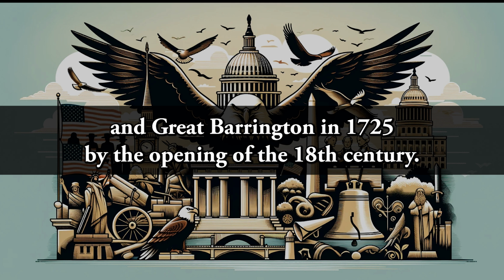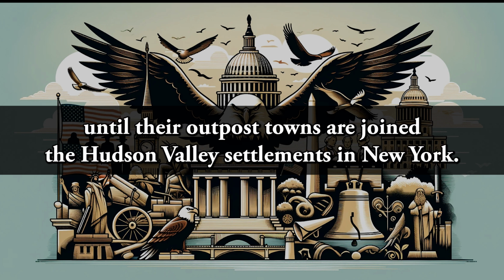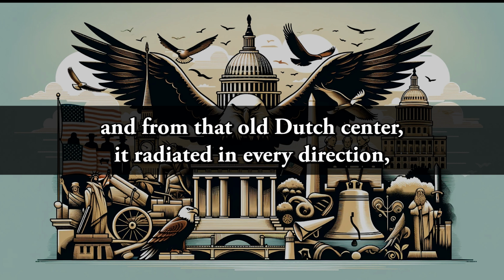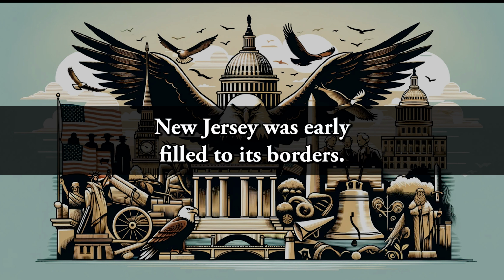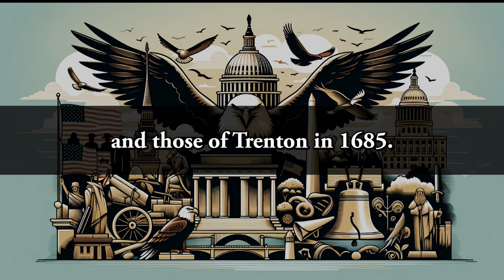By the opening of the 18th century the pioneers of Connecticut had pushed north and west until their outpost towns adjoined the Hudson Valley settlements. In New York, the inland movement was directed by the Hudson River to Albany, and from that old Dutch center it radiated in every direction, particularly westward through the Mohawk Valley. New Jersey was early filled to its borders, the beginnings of the present city of New Brunswick being made in 1681, and those of Trenton in 1685.